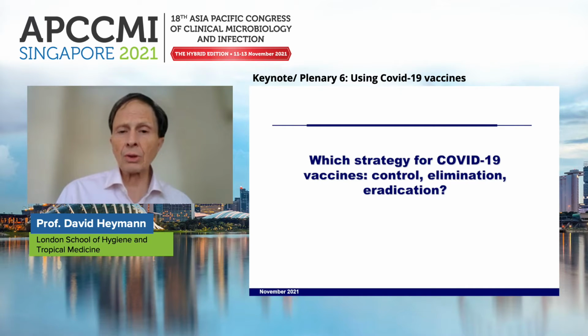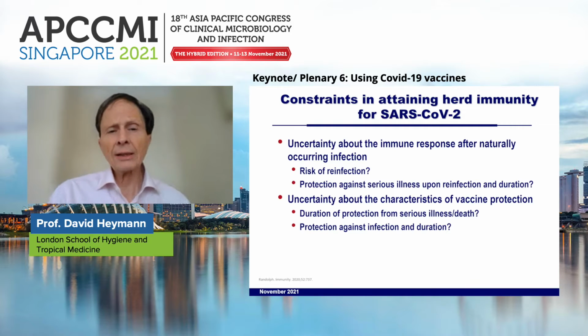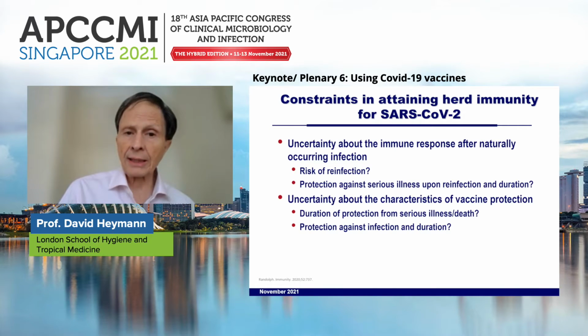Control, elimination, or eradication? Well, there are constraints in attaining herd immunity for SARS coronavirus 2 because there's uncertainty about the immune response after naturally occurring infection. We don't understand the risk of reinfection. We do understand that it can occur. And we do understand that there is protection against serious illness upon reinfection, but we don't know the duration.